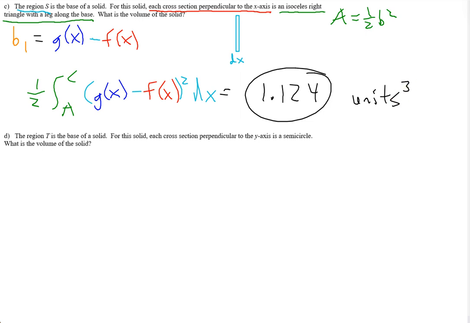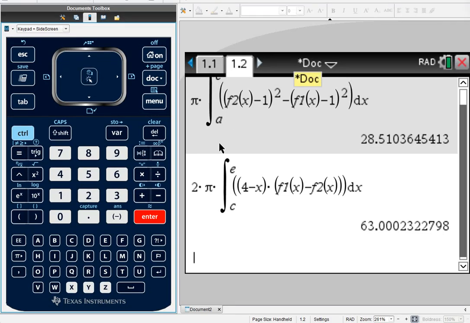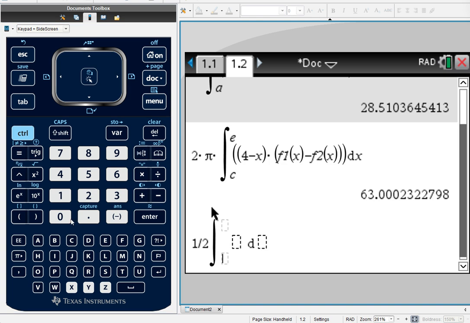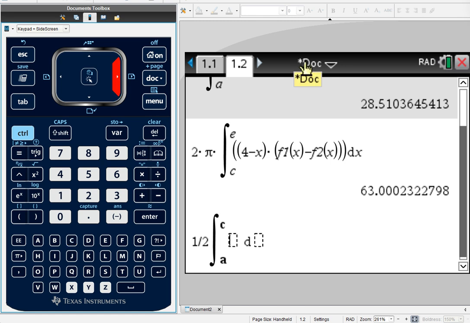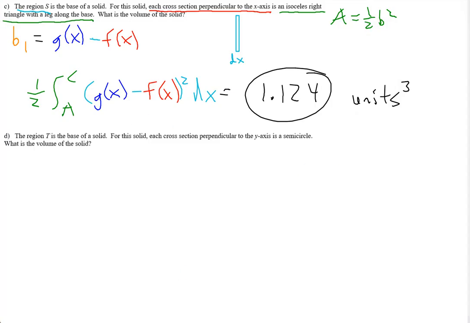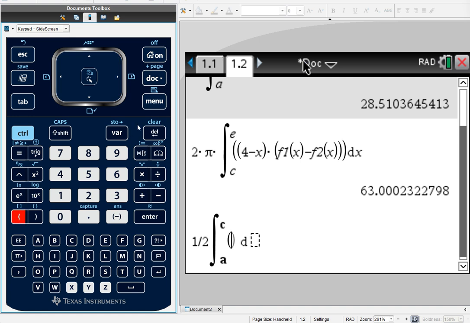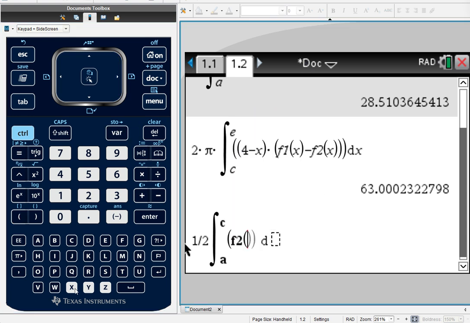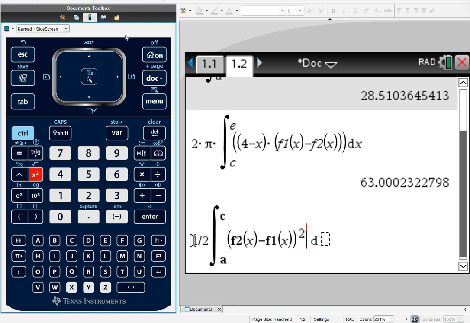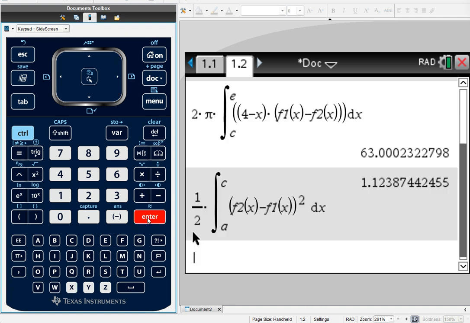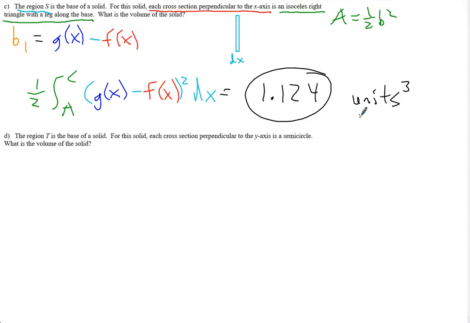And then Inspire real quick. Just have 1/2 on the outside. Integral from A to C. And it was g of x minus f of x squared. So open parentheses, g of x was f2, x minus f of x was f1 of x. The whole thing is squared times dx. Get the same thing.